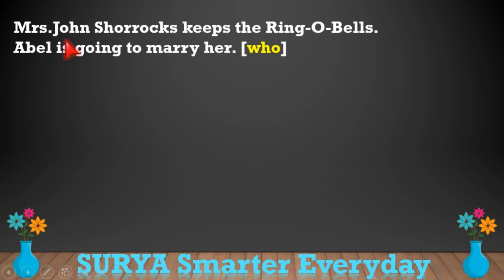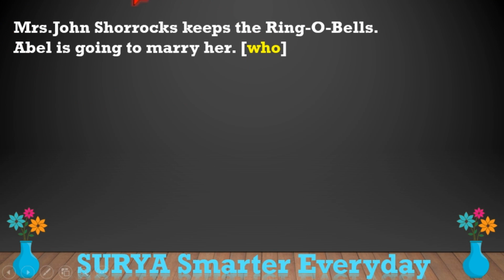Mrs. John Sherrock keeps the ring of bells. Abel is going to marry her. Combine these sentences using who. These sentences are a little different as they are in reverse order. Carefully notice. Actually, this sentence is, Abel is going to marry Mrs. John Sherrock. She keeps the ring of bells. But here it is given in reverse order.